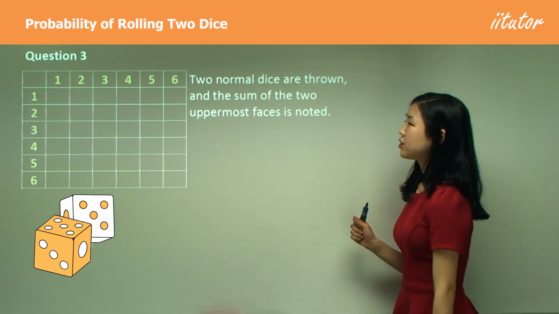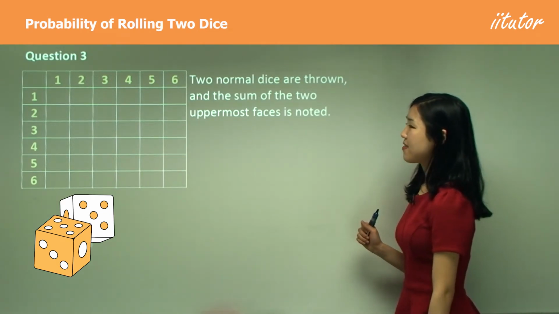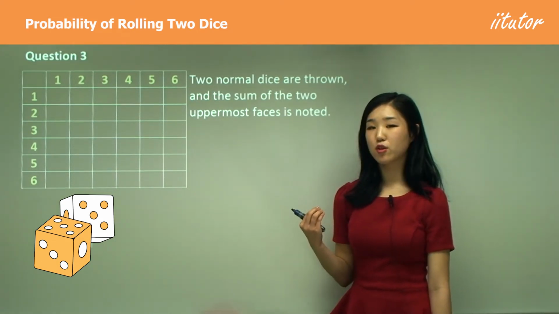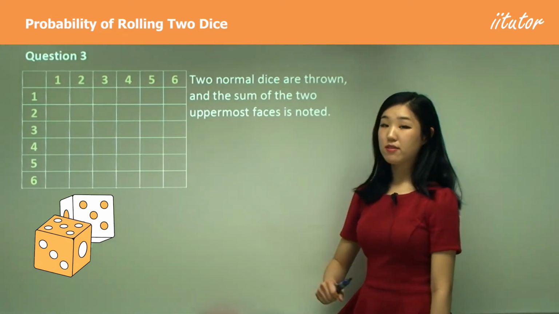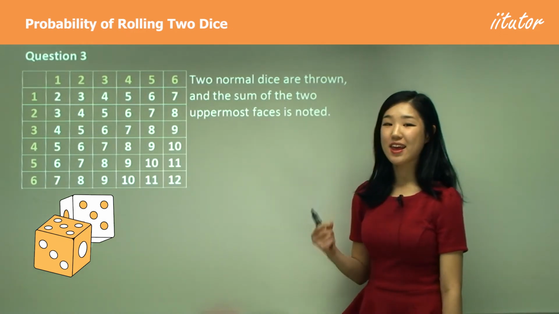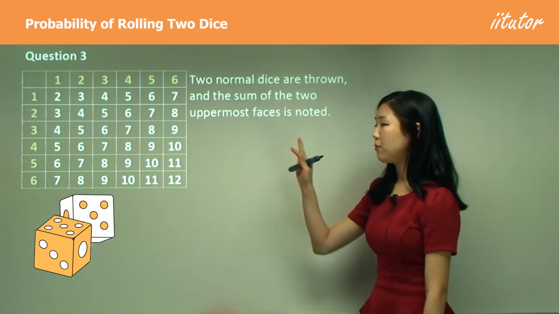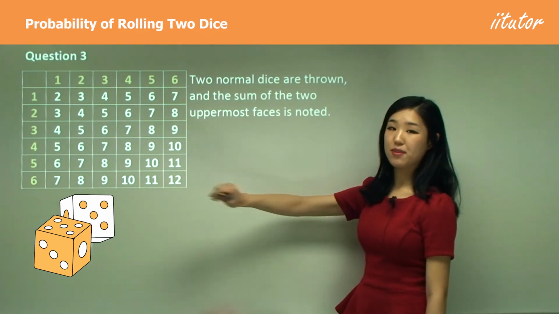Question 3. 2 normal dice are thrown and the sum of the two uppermost faces is noted. So this time we're specifically going to look at the sum. So again, that's my table, and I'm going to fill it up by adding out the outcomes. So 1 plus 1 is 2, 1 plus 2 is 3, etc. I'm just adding out the outcomes. These are the outcomes that I have.